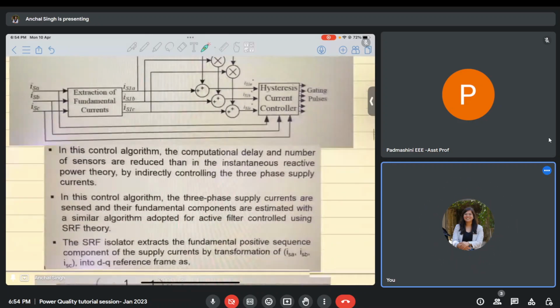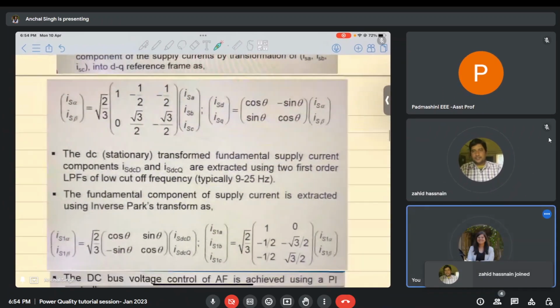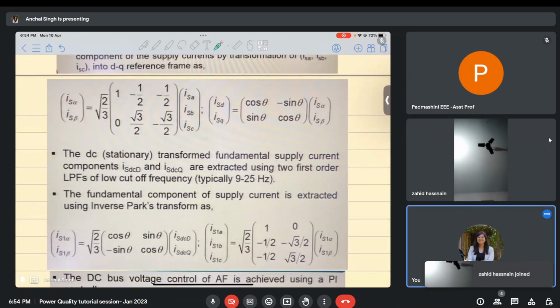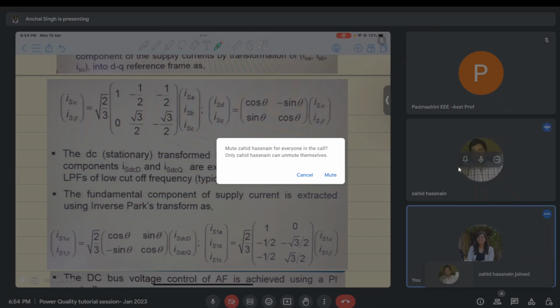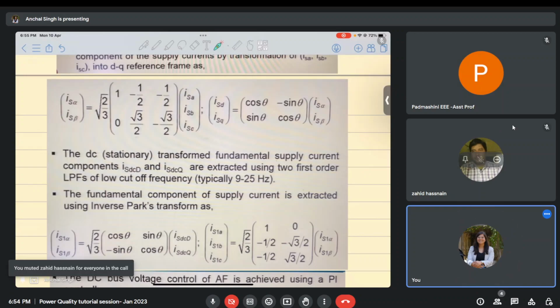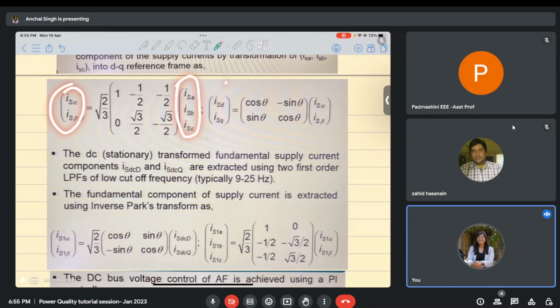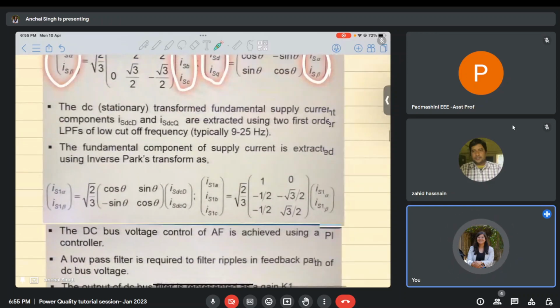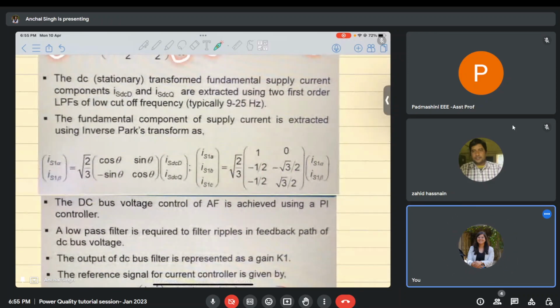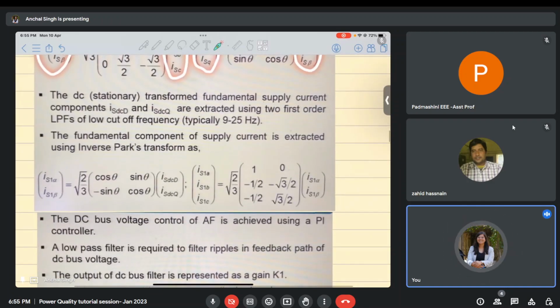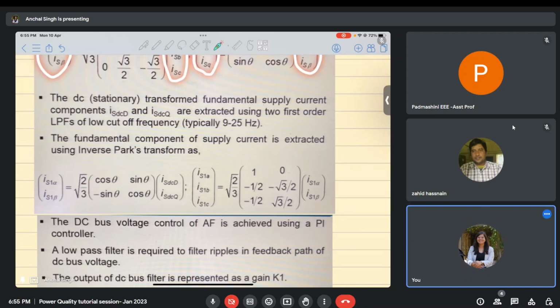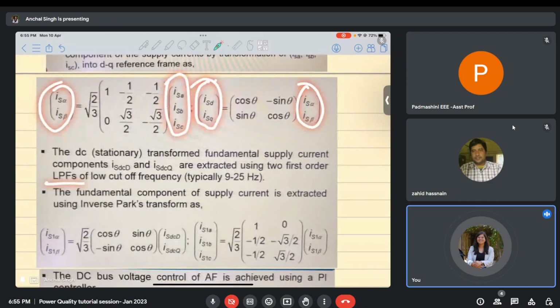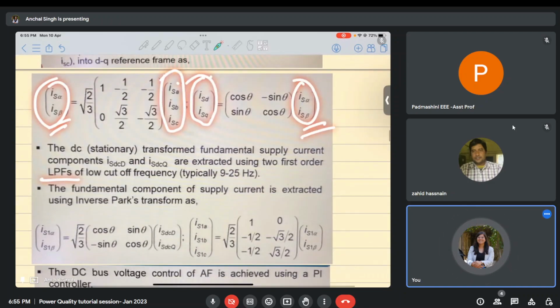So if you look at the mathematics of this equation, we were able to obtain the alpha and beta components from the ABC components, and then from these I was able to obtain the DQ components. Then from the DQ components, I am extracting the DC component. So first I am converting ABC into the alpha beta domain, then alpha beta to the DQ domain.